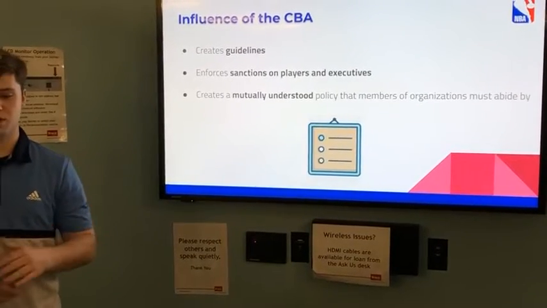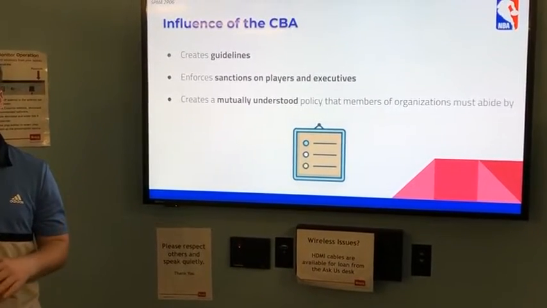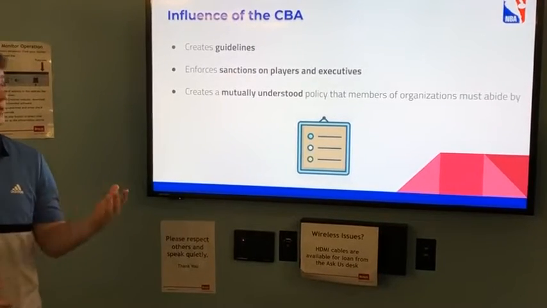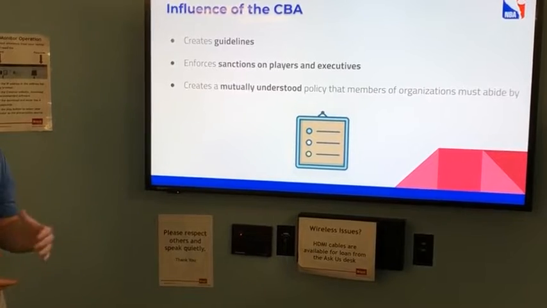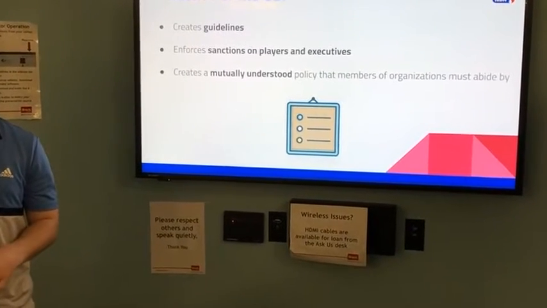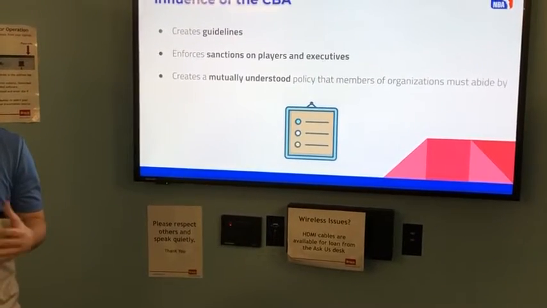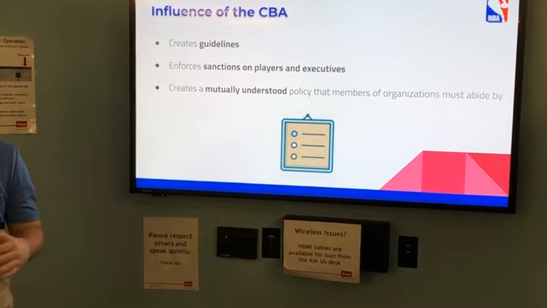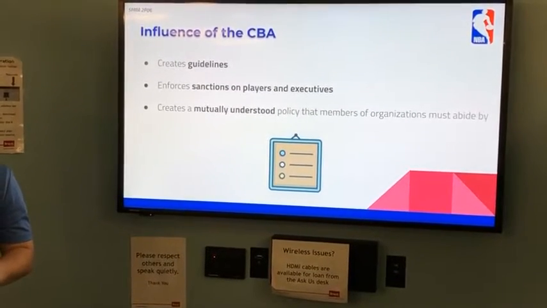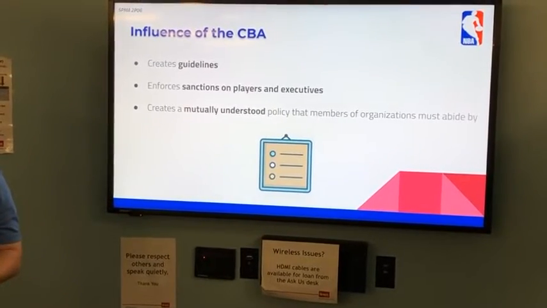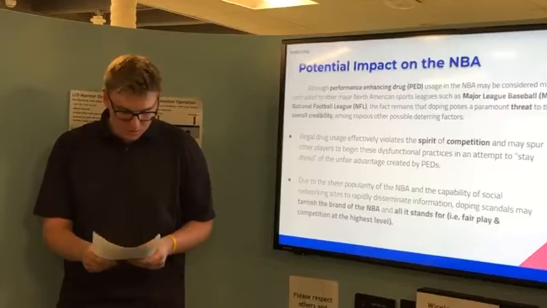The CBA puts into writing the sanctions for using these banned substances and is the most important policy document when touching on this subject. The biggest impact that the CBA has is creating a mutually understood set of rules that are simple to follow and that clearly outline the steps in place to prevent the use of drugs and also outline the steps in place to help those suffering from substance abuse.